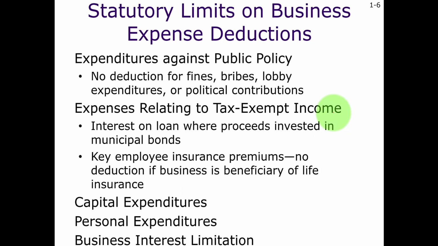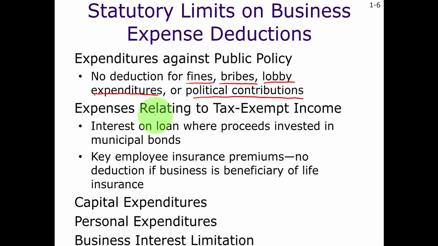Some other rules regarding deducting expenses. If the cost being paid is against public policy, in other words, if the government fines you, you're paying a penalty, not a business or someone else penalizing you, but the government, that fine is non-deductible. If you pay a bribe, that's illegal. You can't deduct that. Now, lobbying costs and political contributions could be legal within certain limits under other laws. But for tax laws, it says that you can't deduct them.